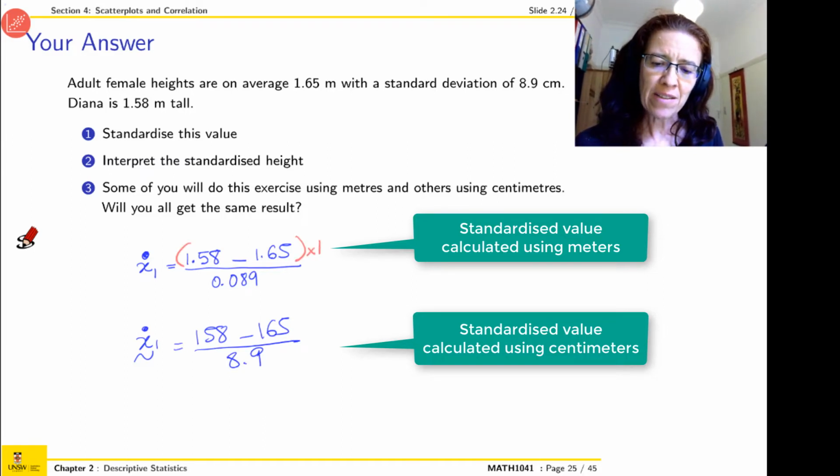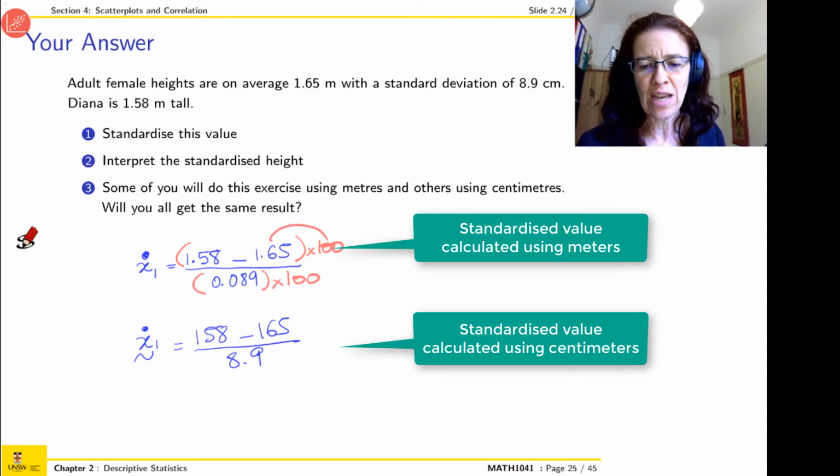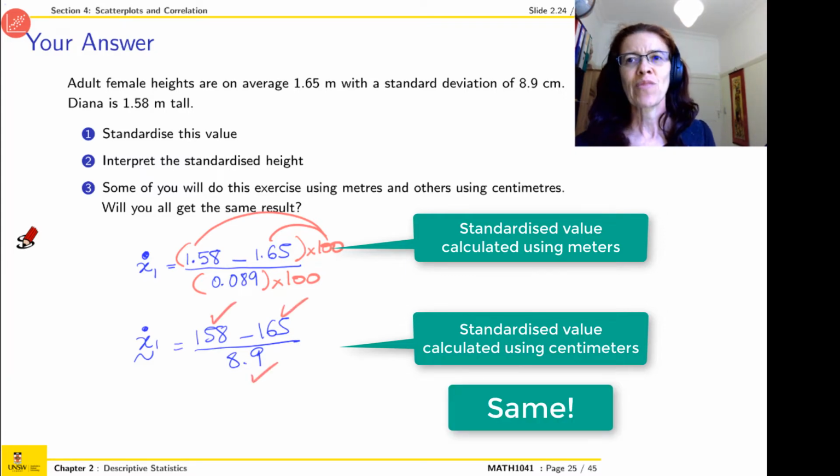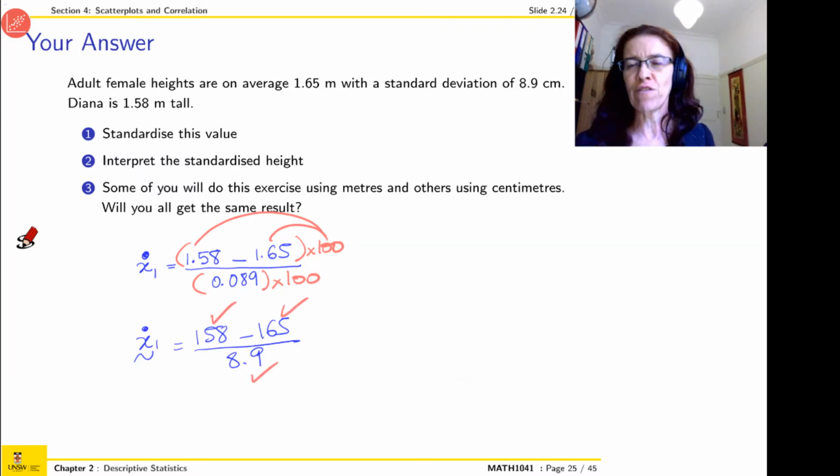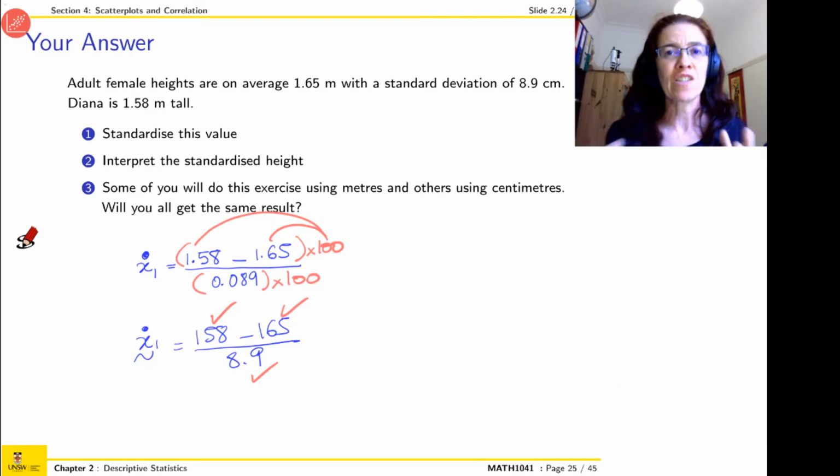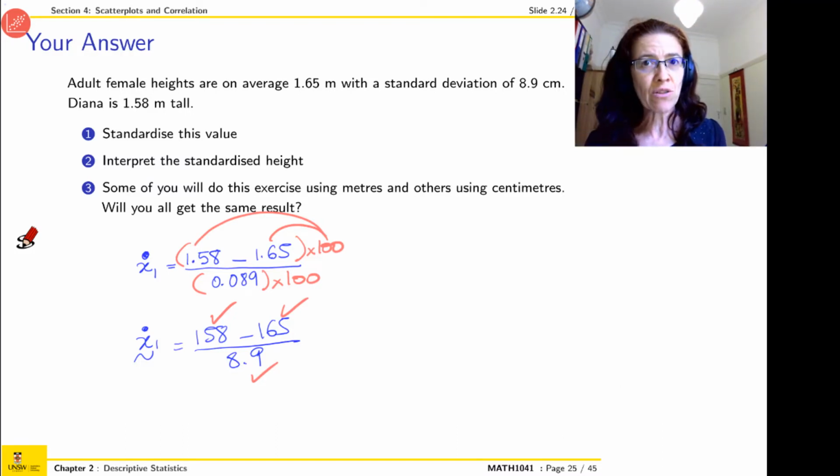If you multiply the top of that fraction by 100 and the bottom of that fraction by 100 and distribute, you will get exactly that. So that's another of the great features of the standardized value. No matter what unit you start with, you're going to be getting the same result. So will you get the same result? Yes.